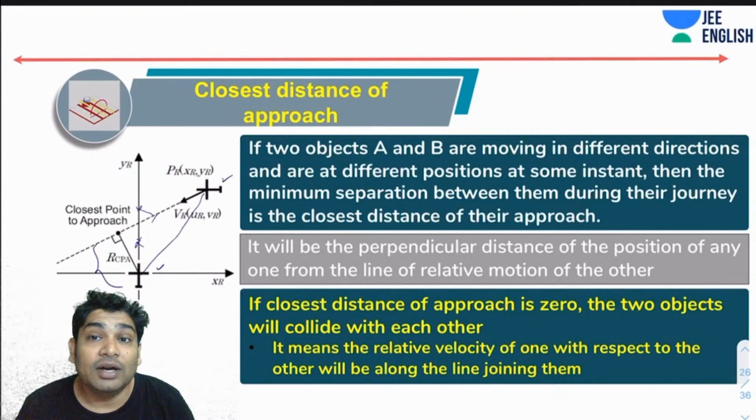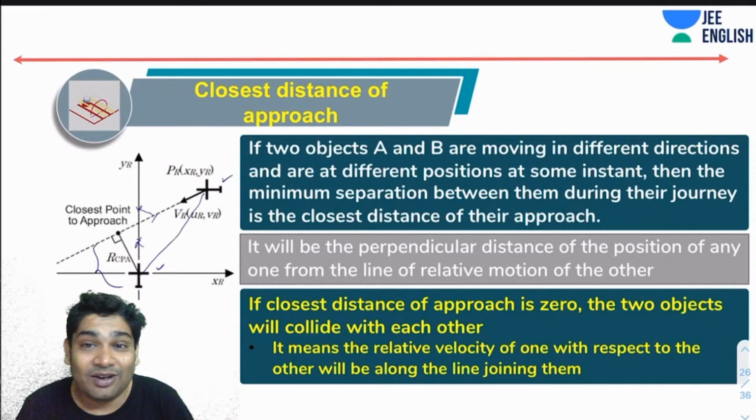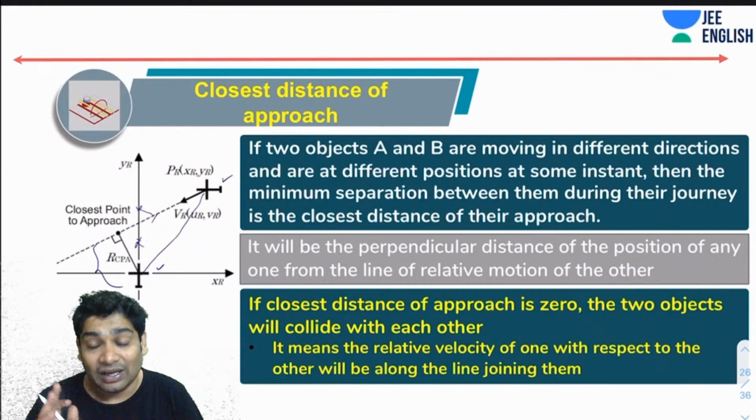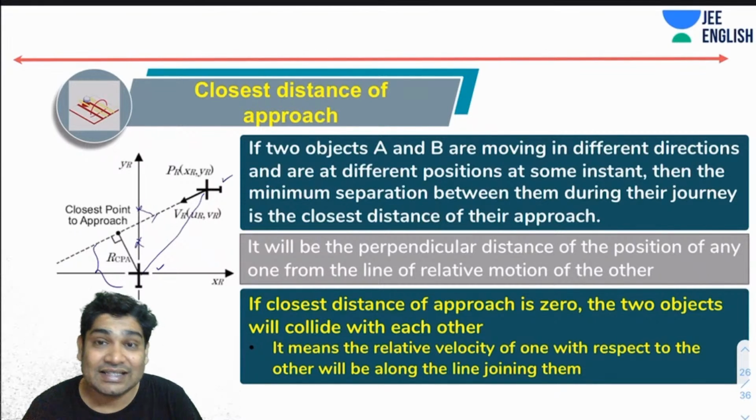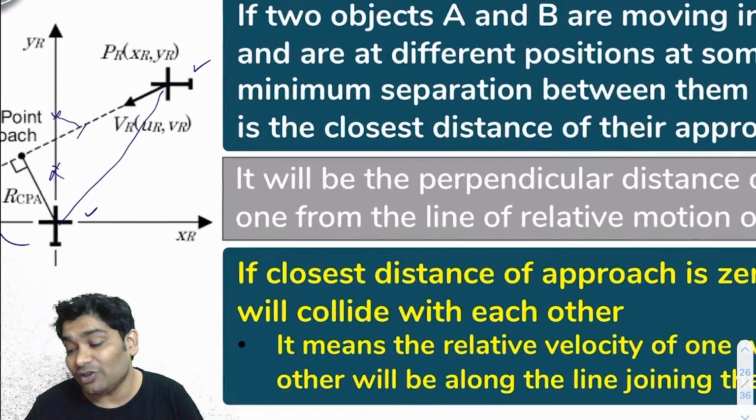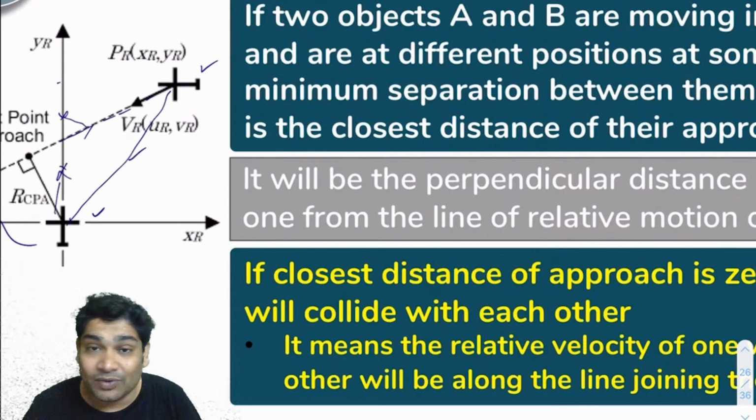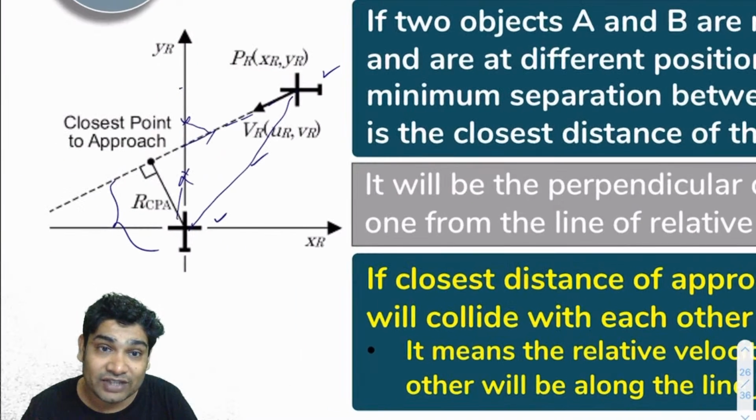So it will be the perpendicular distance of the position of any one from the line of relative motion of the other. One way of finding this is that you write the equation for distance with respect to time. So let's say you find these two sides, and then you somehow write this equation, and then you differentiate this equation with respect to time.